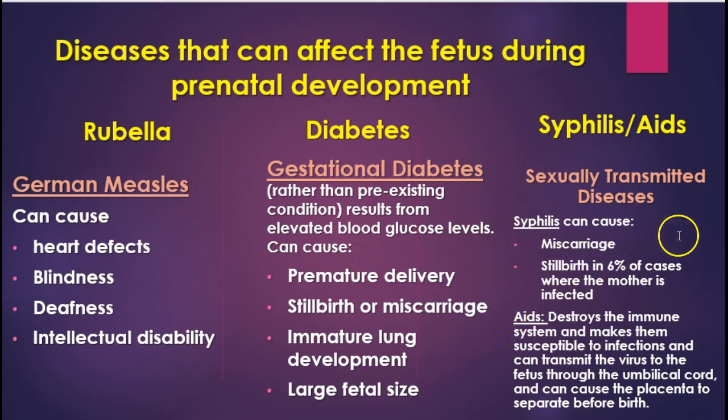AIDS also destroys the immune system and can make them more susceptible to infections, and can transmit the virus to the fetus through the umbilical cord. It can also cause the placenta to separate before birth. So this is very serious. And of course, diabetes, sexually transmitted diseases, or any disease that the mother may have that is pre-existing can cause the mother to become high risk and must be treated with special procedures during pregnancy.